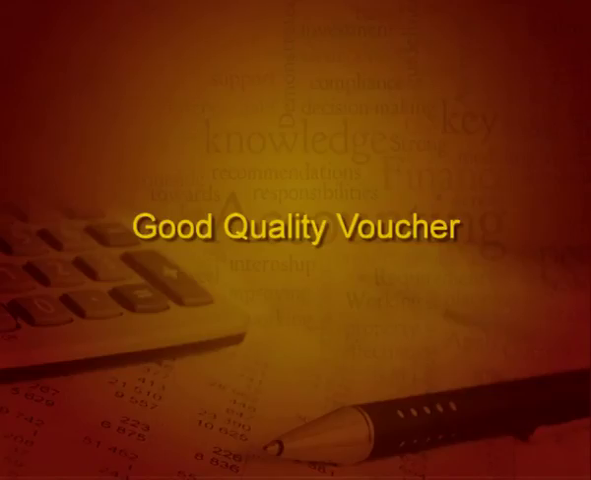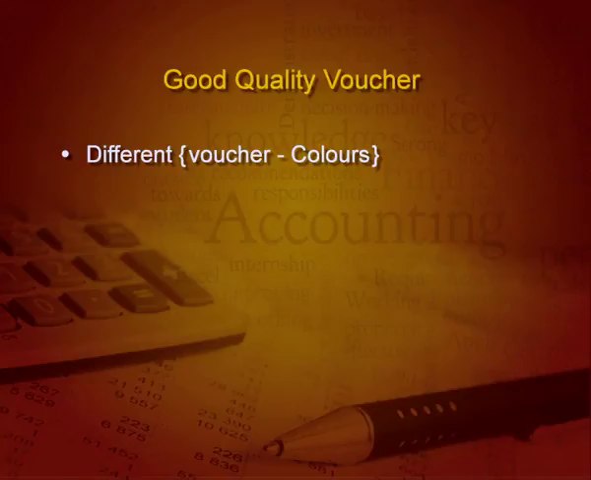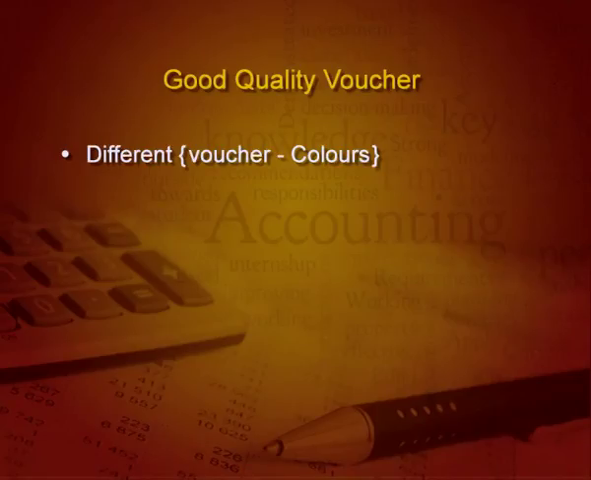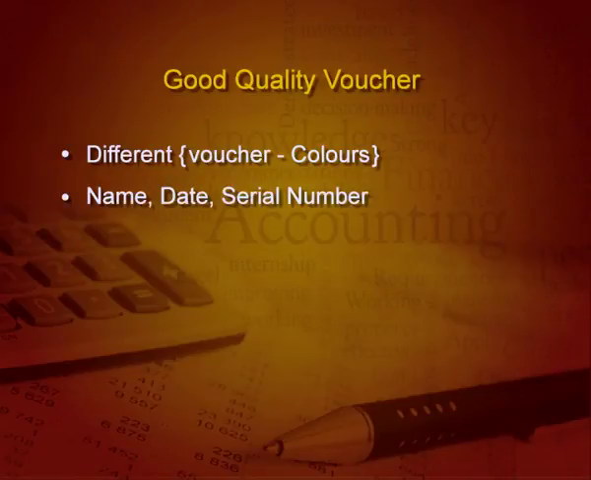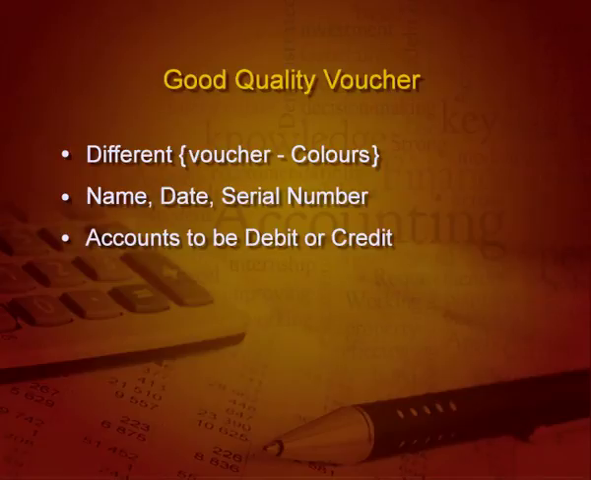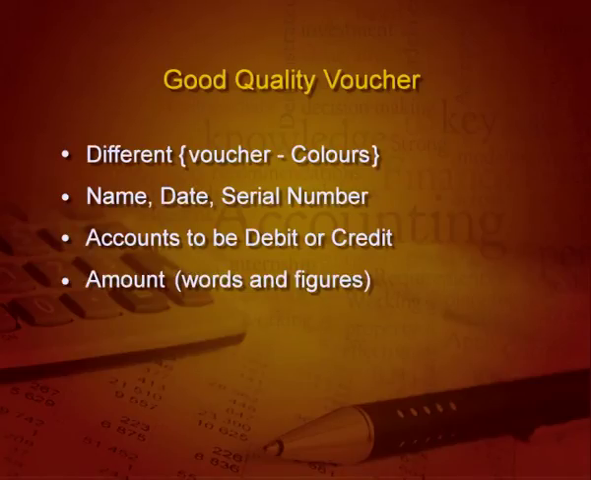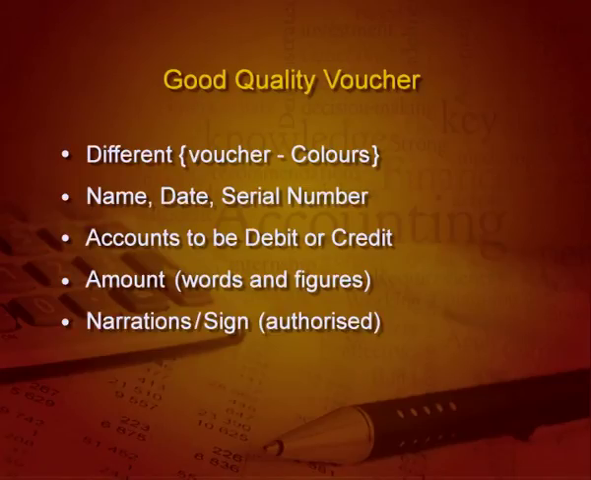What are the qualities of a good voucher? Different vouchers should be of different colors, like a yellow voucher for debit, a blue voucher for credit, and so on. Anybody can choose any color. On these vouchers, we have to write name, date, serial number, and what are the accounts to be debited or credited, and then we have to write the amount in words and figures, and again the narrations must be there and signatures must be there of the person authorized and the person approving it.